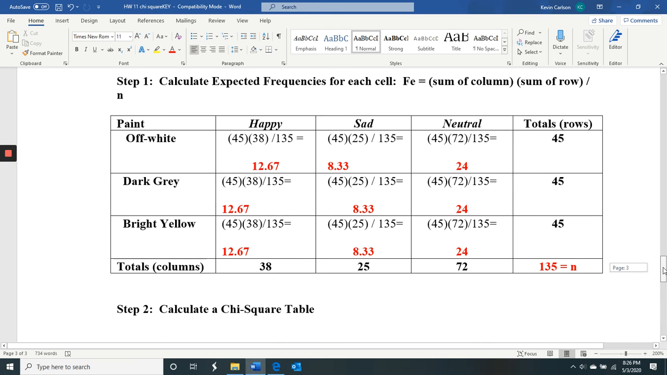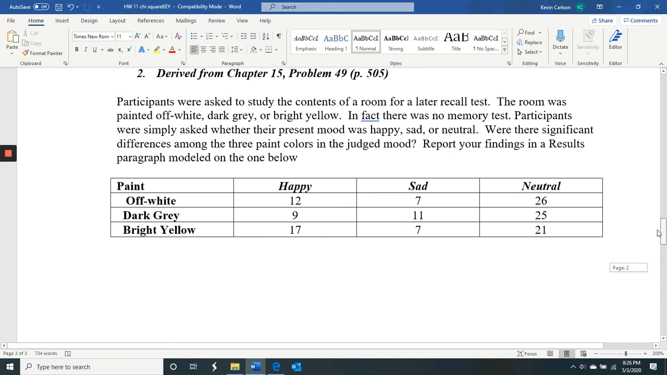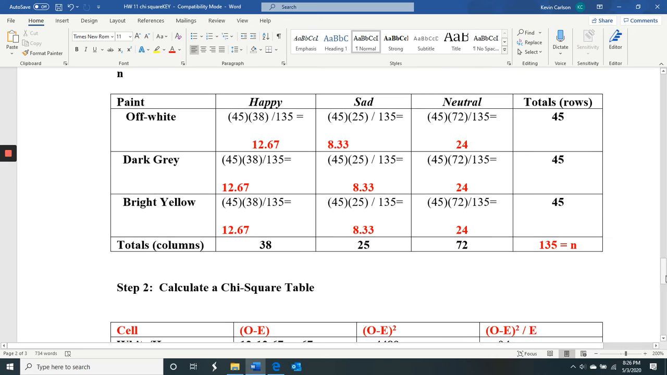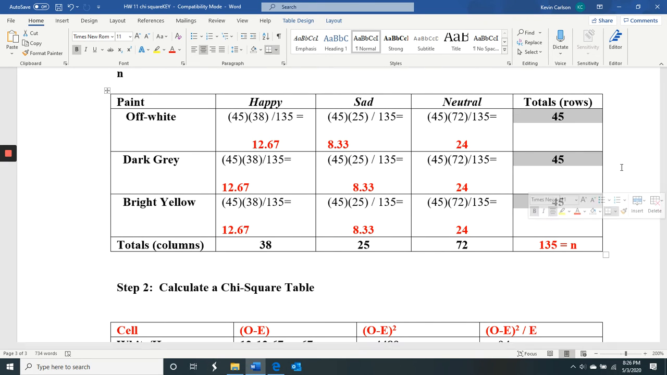And so this is the observed. And so make sure to do the totals for the rows, totals of the columns. I'll have that in the next one here. So your totals, it's all 45 right here. And that makes some sense. Why is it 45 here?